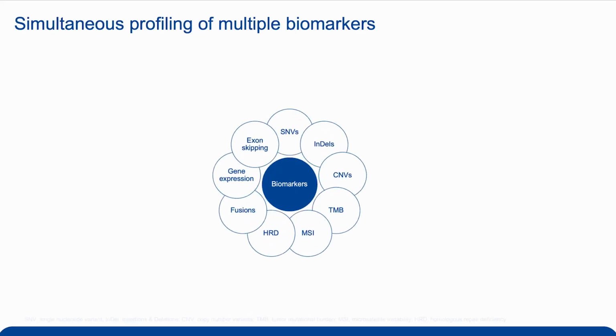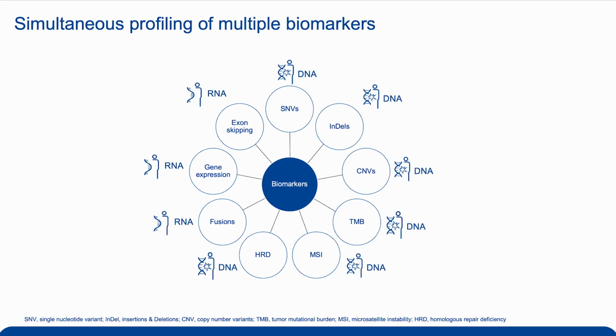On the RNA side, you can look at gene expression, exon skipping, and fusion detection. And on the DNA side, you can look at single nucleotide variants, copy number variations, insertions, and deletions. You can also measure tumor mutation burden, homologous recombination deficiency, and microsatellite instability. And truly, it gives you the option to combine modalities together and utilize QIAGEN's digital insights downstream to focus on the aspects that you want to.